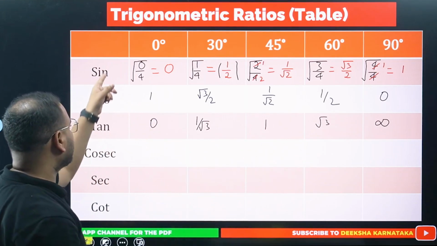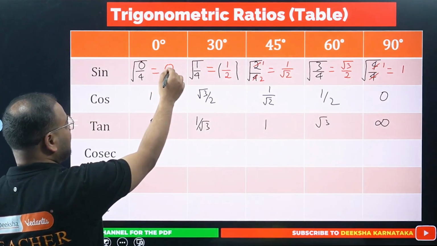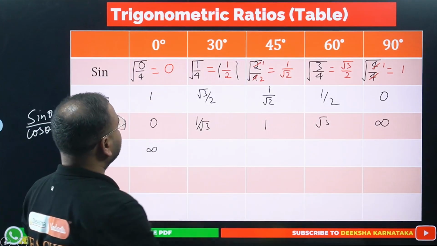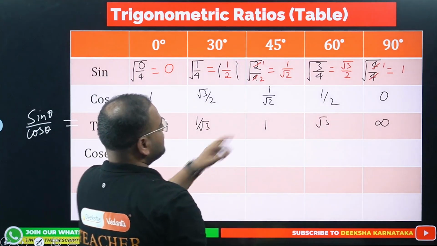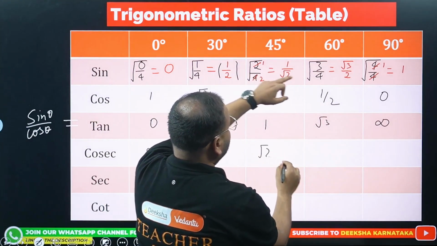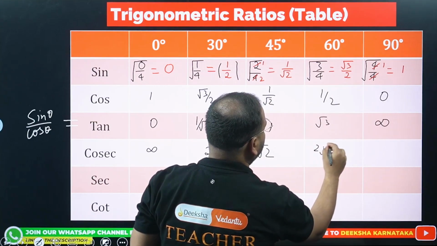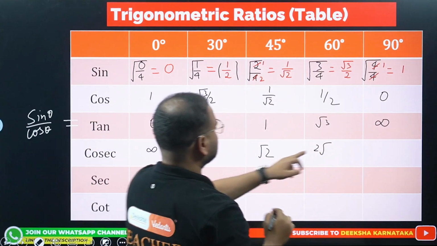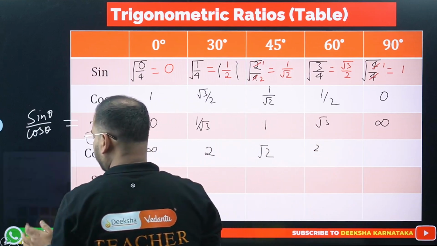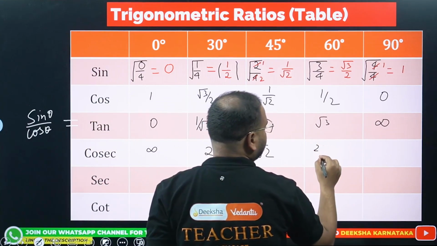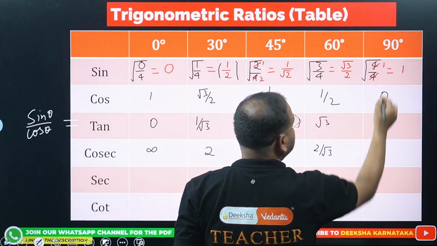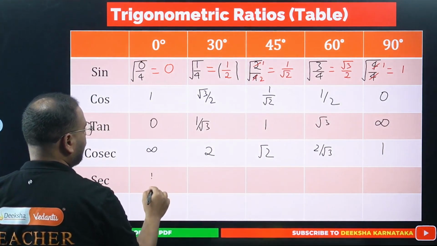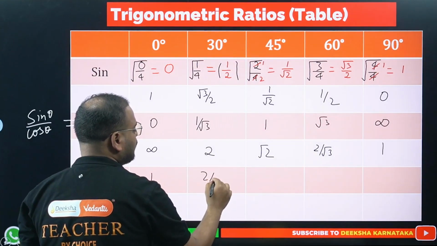Great. Cosec is the reciprocal of sine. Sine of 0 is 0, so 1 by 0 is infinity. For 30, the reciprocal of 1 by 2 is 2. Reciprocal of 1 by root 2 is root 2. Reciprocal of root 3 by 2 is 2 by root 3. For 1, the reciprocal is 1 only. So sec 1. Reciprocal of this, 2 by root 3.